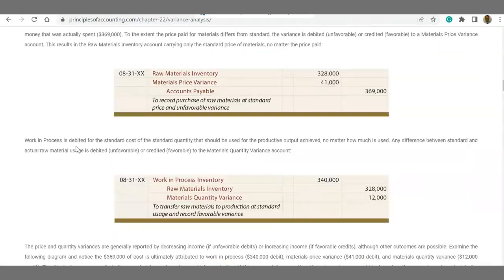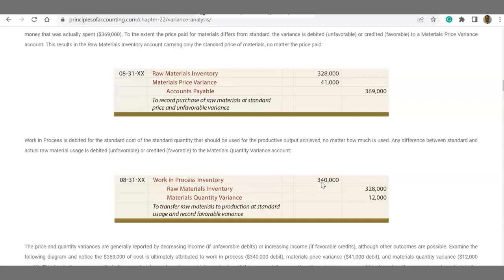Now, work in process is debited for the standard cost of standard quantity that should be used for the productive output achieved. No matter how much is used, you always gonna do work in process debited for the standard cost. Any difference between standard and actual raw material usage is debited if it's unfavorable or credited if it's favorable to material quantity variance account.